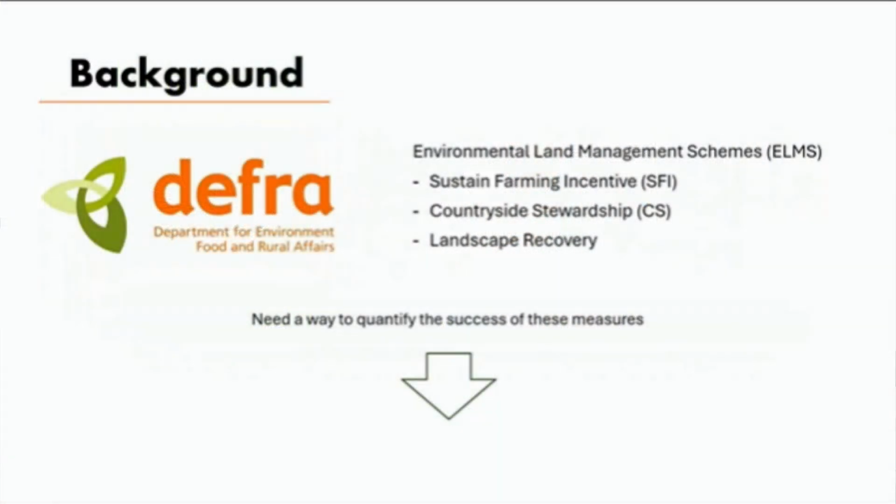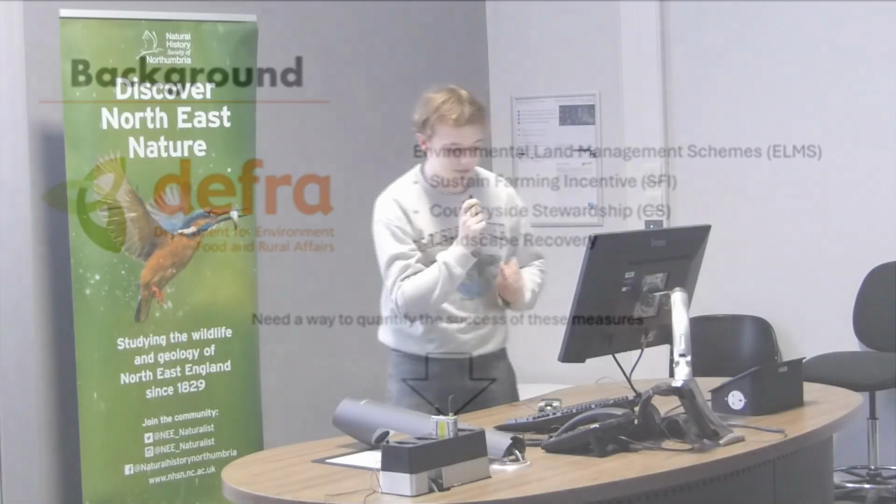A few years ago, the government came out with a few land management schemes that are listed here. So what they were is a list of recommendations for farmland to improve their biodiversity, and if they could quantify that and prove that they were improving it, then they could get funding. So we need to improve the biodiversity.